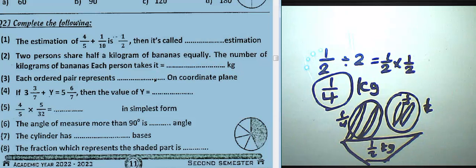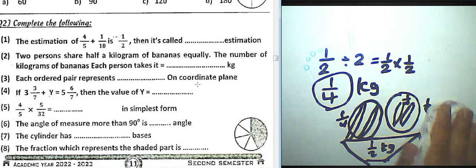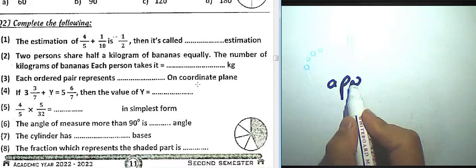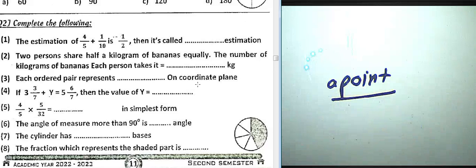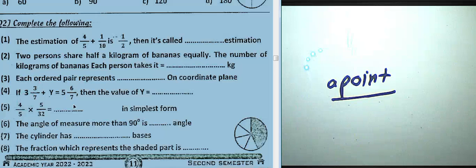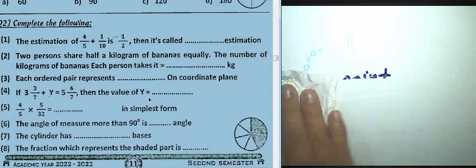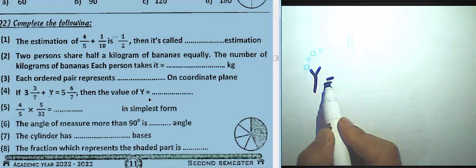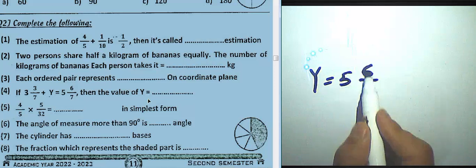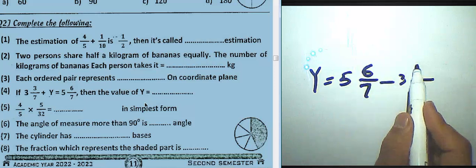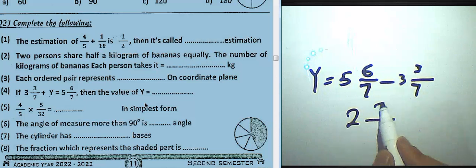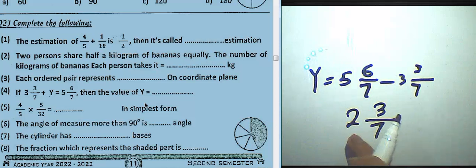Each ordered pair represents a point on the coordinate plane. If 3 and 3 over 7 plus y equals 5 and 6 over 7, then the value of y equals. You can find the value of y by subtracting the smaller number from the greater number. y equals 5 and 6 over 7 subtract 3 and 3 over 7. 5 minus 3 equals 2 and 6 minus 3 equals 3. Write 7 here. The result will be 2 and 3 over 7.